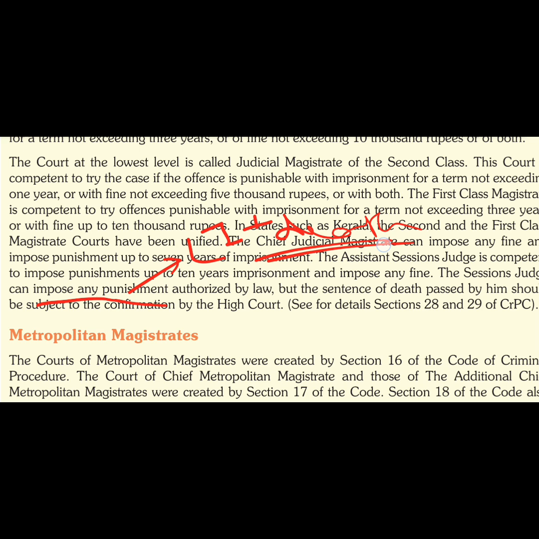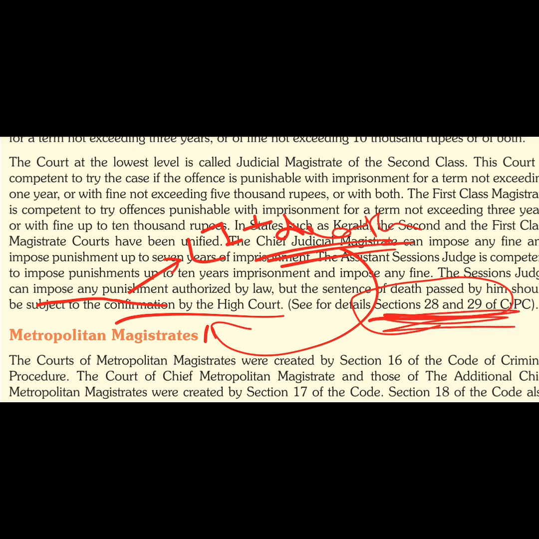But this death sentence, if he passes, since it's a lower level of court, has to be confirmed by the High Court, because it's deciding the life and death situation of a person. So it has to be confirmed by a court of superior authority as well. That's why we have confirmation by High Court, and for these you have to see sections 28 and 29 CrPC.